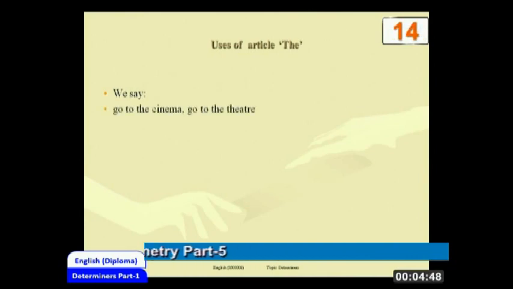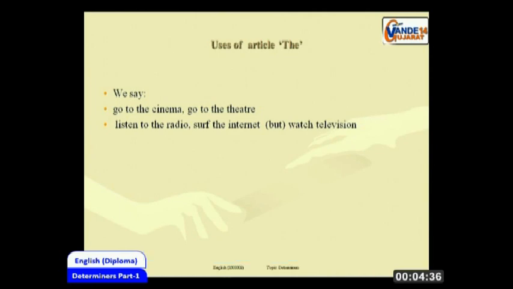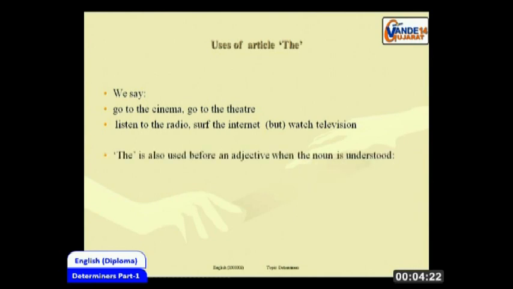We also say, let us go to the cinema, let us go to the theater. For example, we are listening to the radio, we say, listen to the radio. What are you doing? I'm listening to the radio. What are you doing? I am surfing the internet. So before the word internet, we also use article the. What are you doing? I am watching television. Before television, we don't use any article.